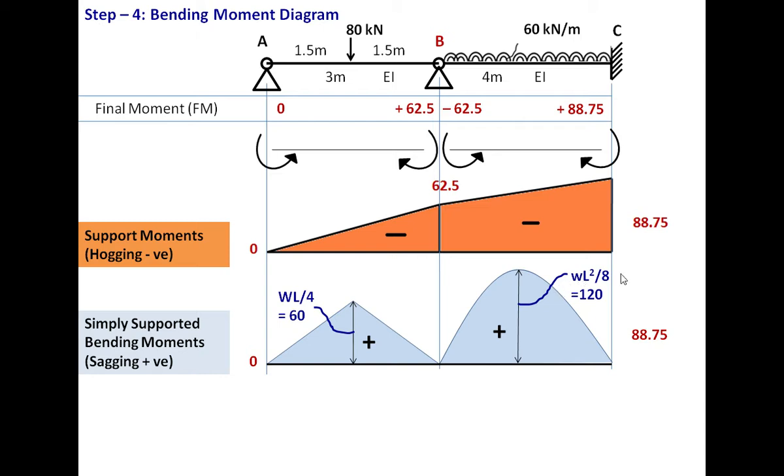So this is WL square by 8. When we take W equal to 60 and L equal to 4, this central ordinate is 120, and this is WL by 4. W is 80 and L is 3, so we get 60 kilonewton meter. This is positive, and this is negative.